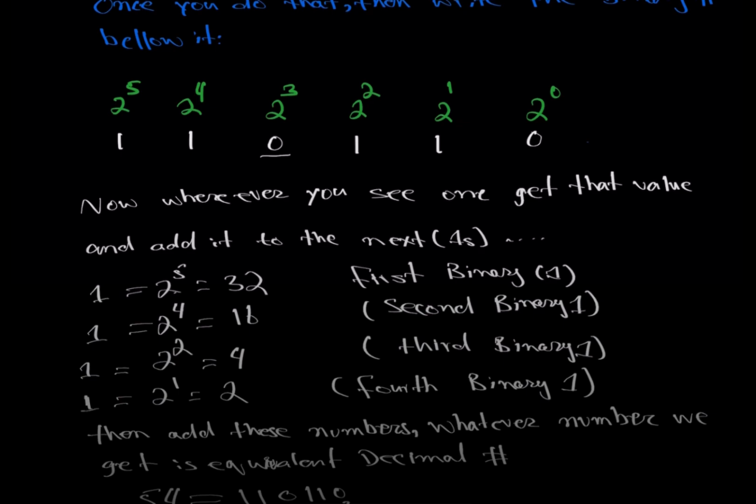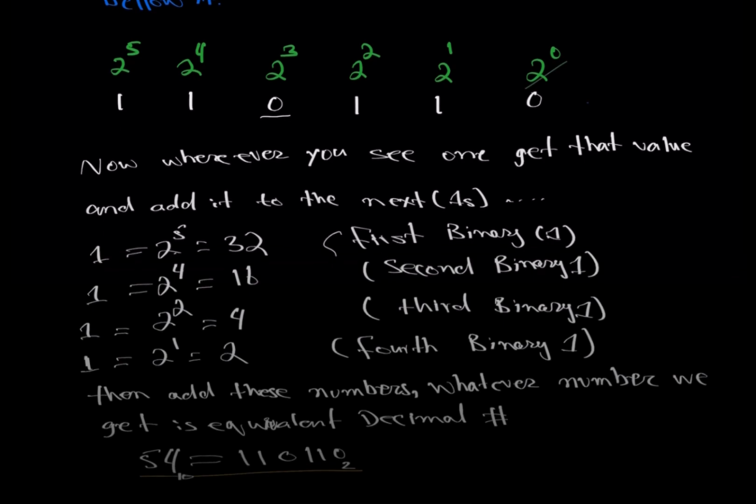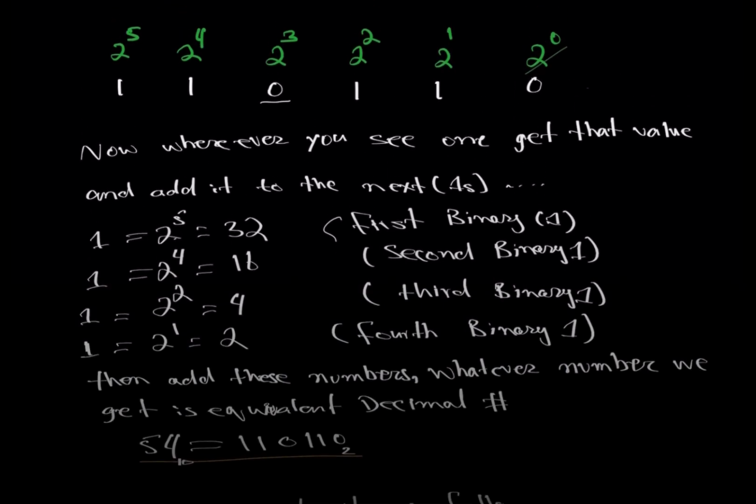So then you add all these numbers together. So how will you do it? You add it like that: 32 plus 16 plus 4 plus 2. Okay, 2 plus 4 is 6, 6 and 6 will be 12, 12 and 2 will be 14. Then 1 and 3 is 4, 4 and 1 is 5. So it will be 54 base 10.